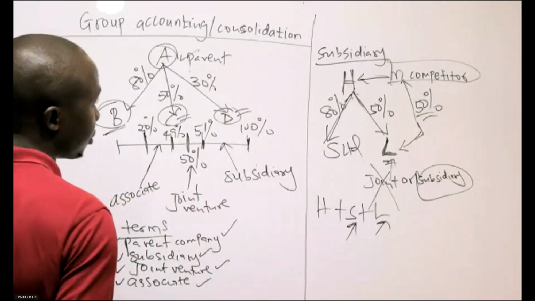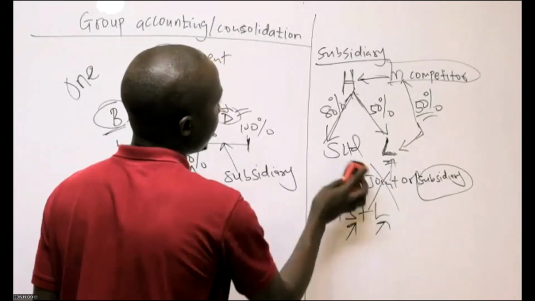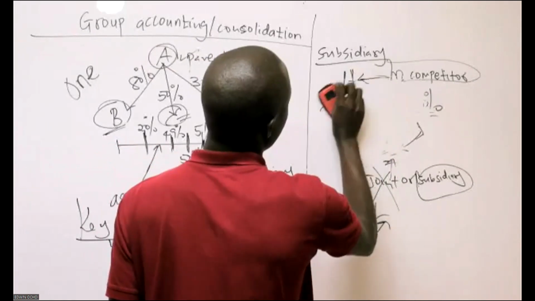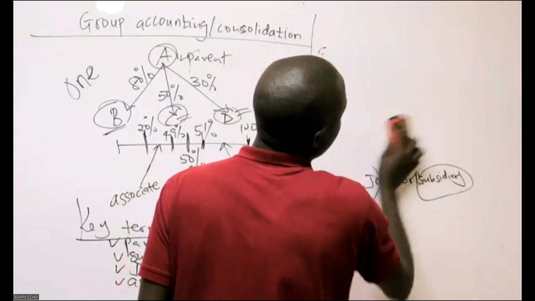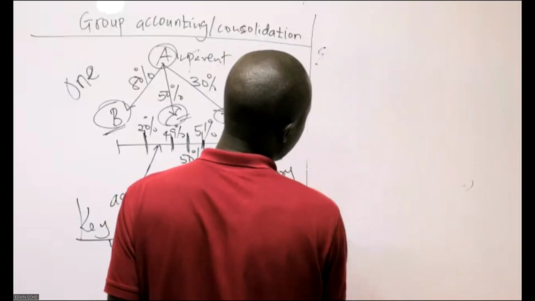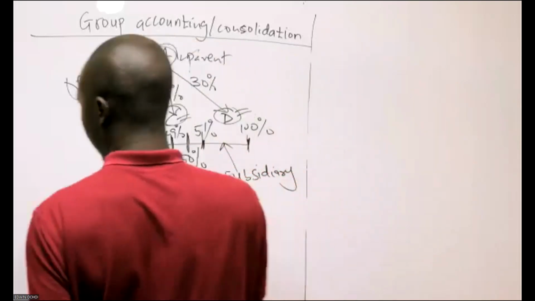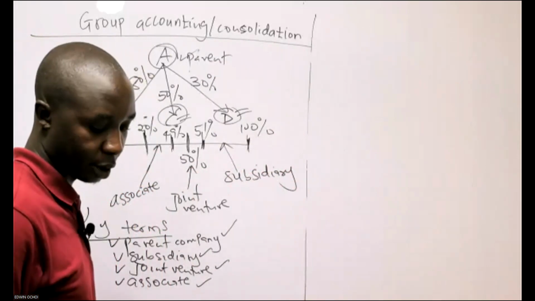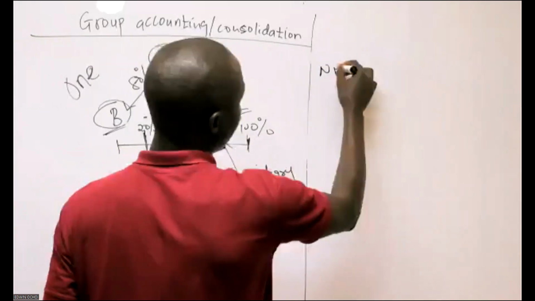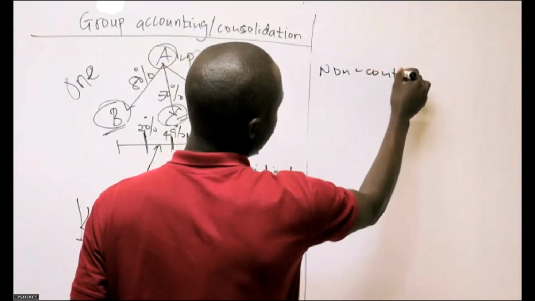So that is for the subsidiaries. So those are some of the key terminologies. Another key terminology you need to know is all about non-controlling interest. So who are non-controlling interest? The minority shareholders, the NCI, the non-controlling interest.